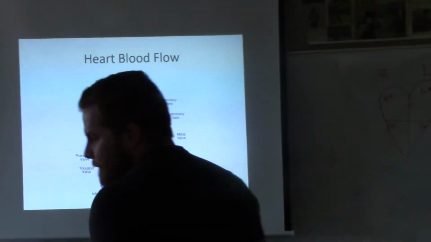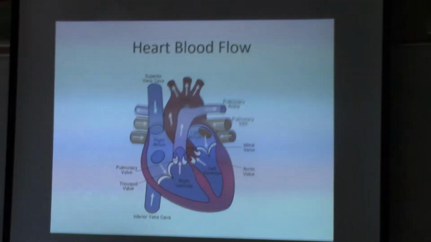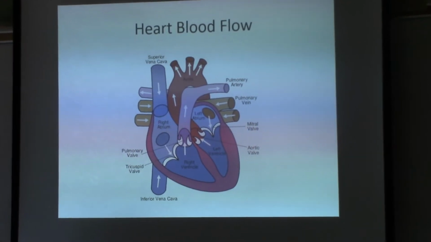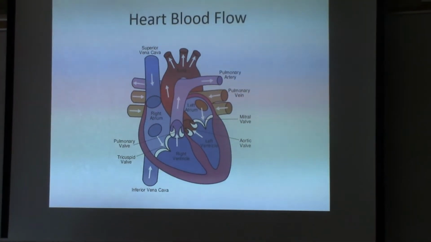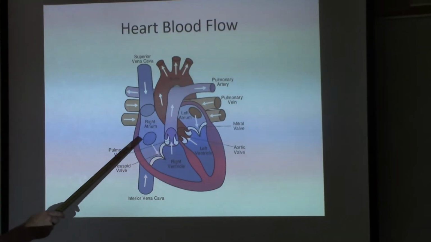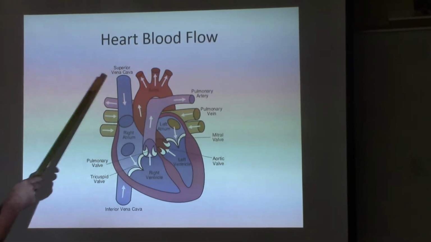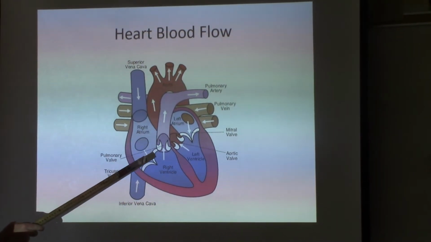So, here's your heart blood flow. Okay? So remember I said all anatomical diagrams require color. Color helps us to differentiate what's going on. Alright, so the right atrium receives blood from the body. The left atrium receives blood from the lungs. And you can see these arrows show you the pathway of blood.